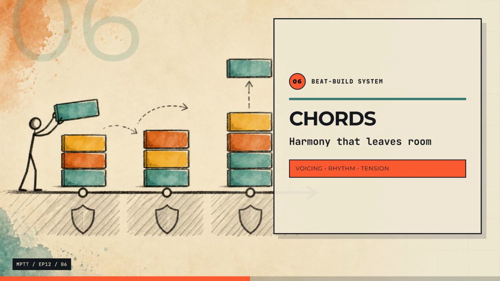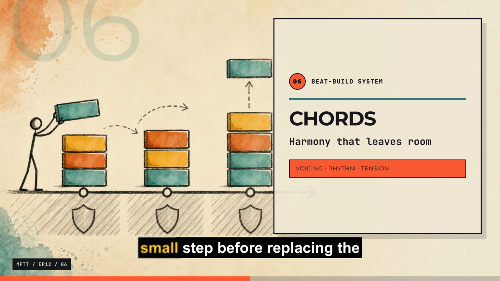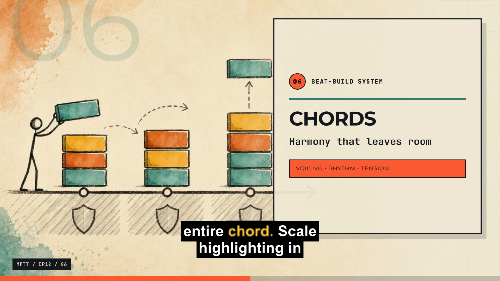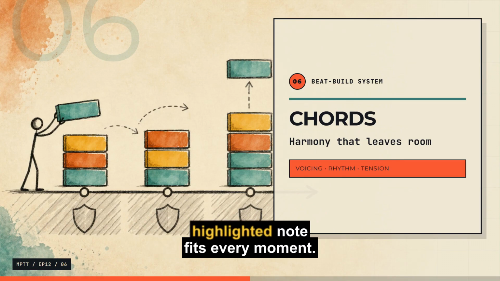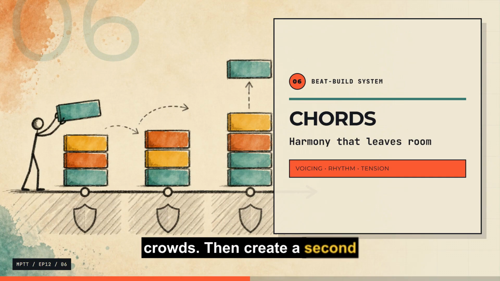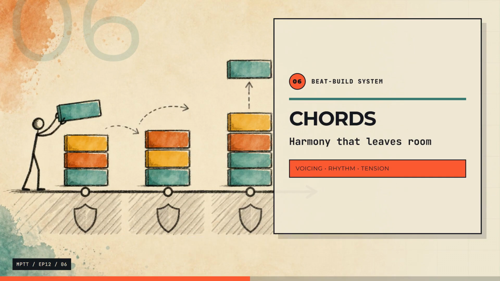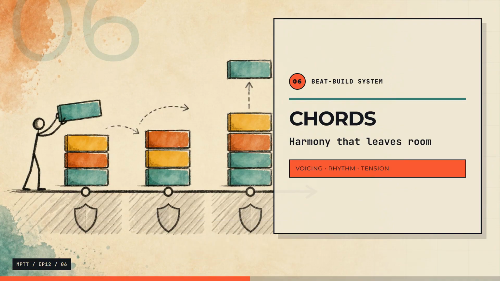Try one progression, loop it with the drums and bass, and listen for tension and release. If a note sounds wrong, move one voice by a small step before replacing the entire chord. Scale highlighting in a MIDI editor can be a useful documented aid, but it is a guide, not proof that every highlighted note fits every moment. Reduce the chord part until it supports rather than crowds. Then create a second voicing for a later section. Remove the lowest chord note, invert one chord, or change the rhythm. That gives the arrangement contrast without requiring a new song.